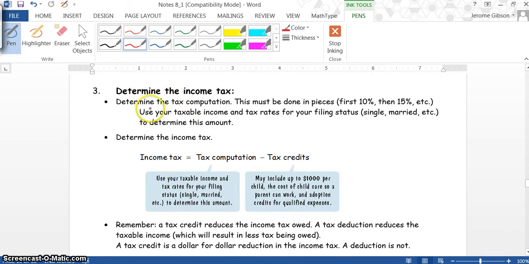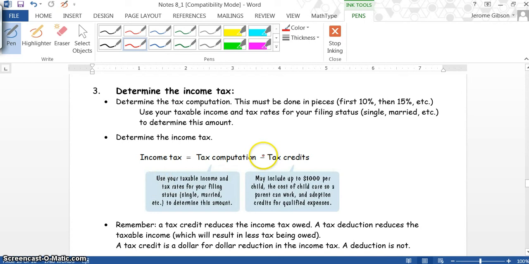Determine the income tax. Determine the tax computation. This must be done in pieces. First 10%, then 15%, etc. Use your taxable income and tax rates for your filing status, single, married, etc., to determine this amount. Determine the income tax. The income tax equals tax computation minus tax credits.